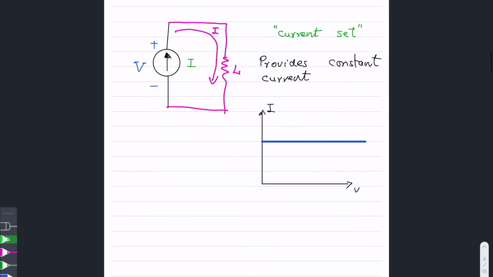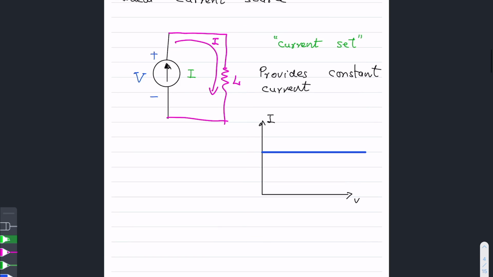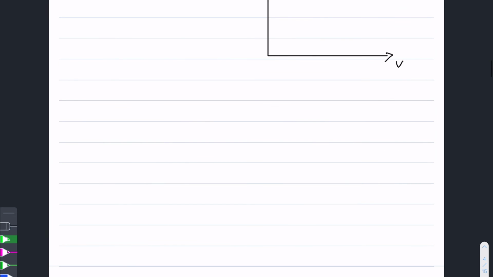In the next video, we are going to look at dependent current and voltage sources. The two symbols I have shown so far are for independent voltage and current sources. So this is an independent voltage source, and here is an independent current source.